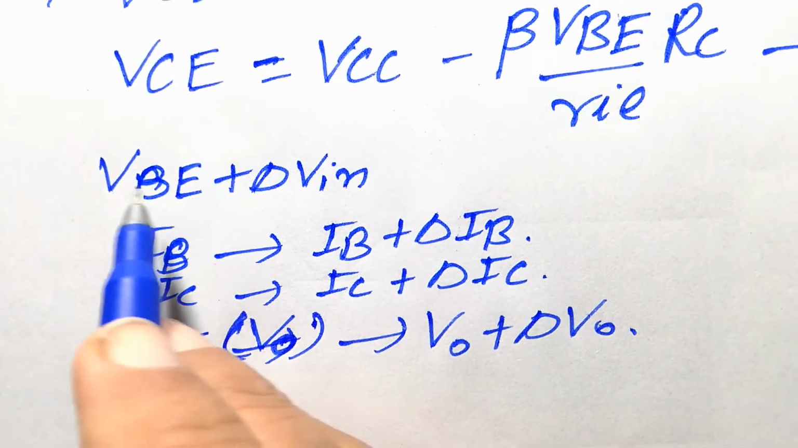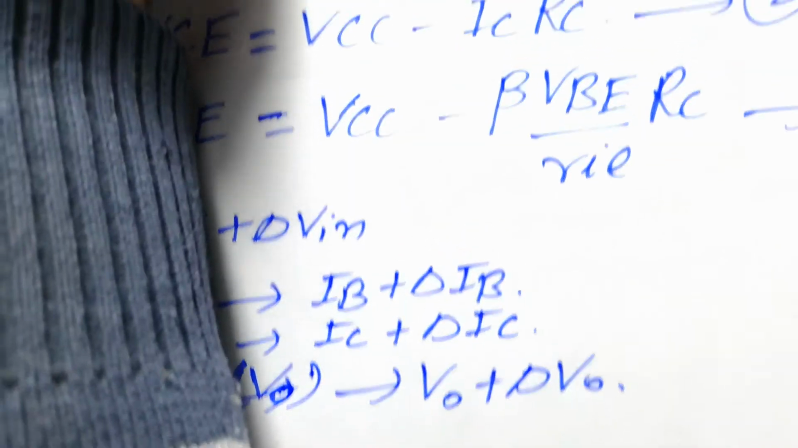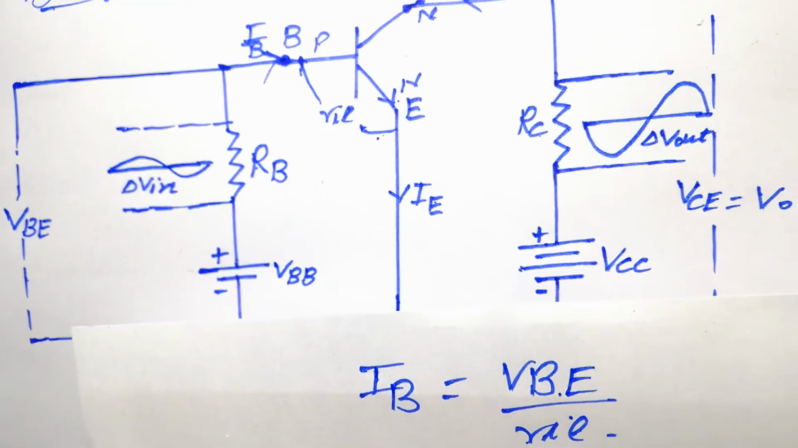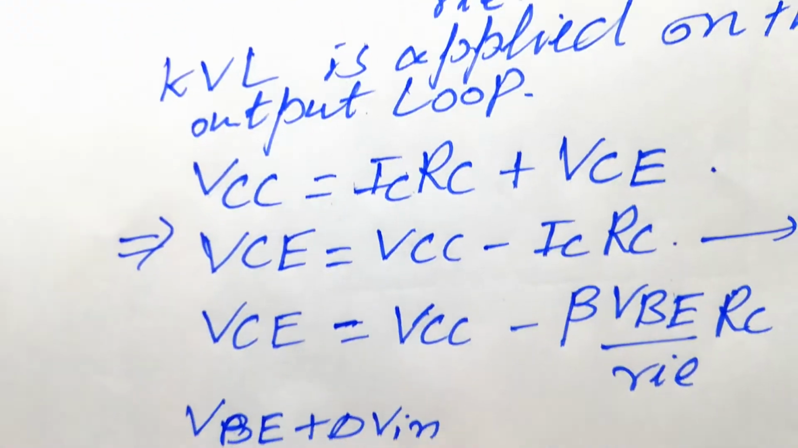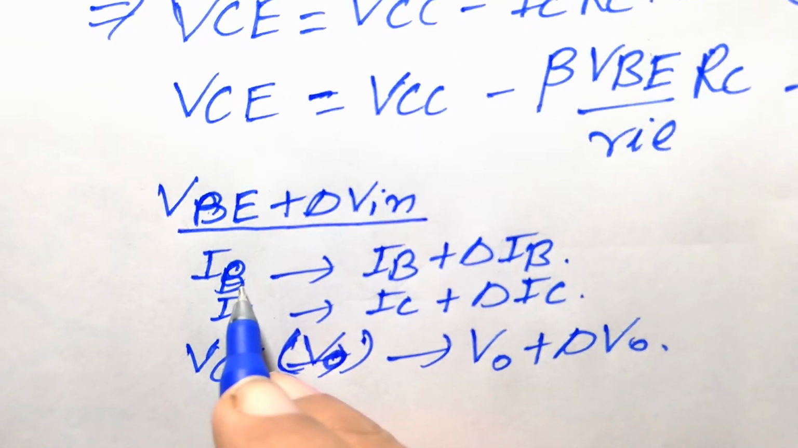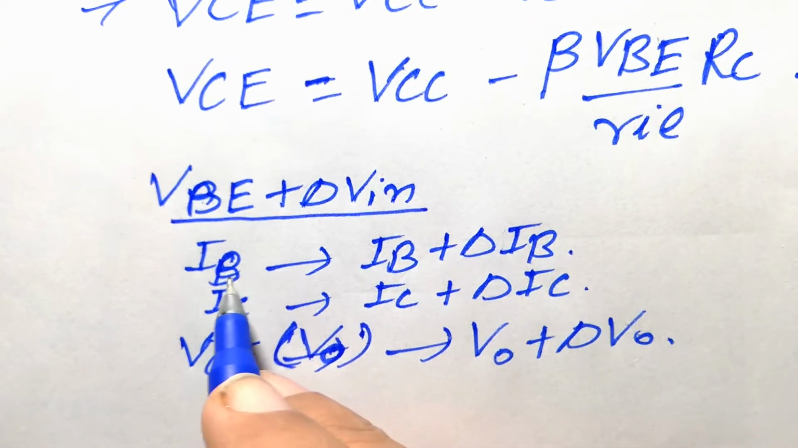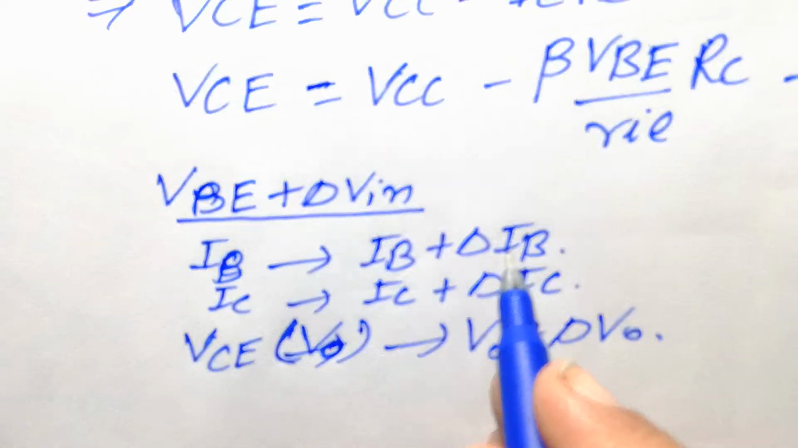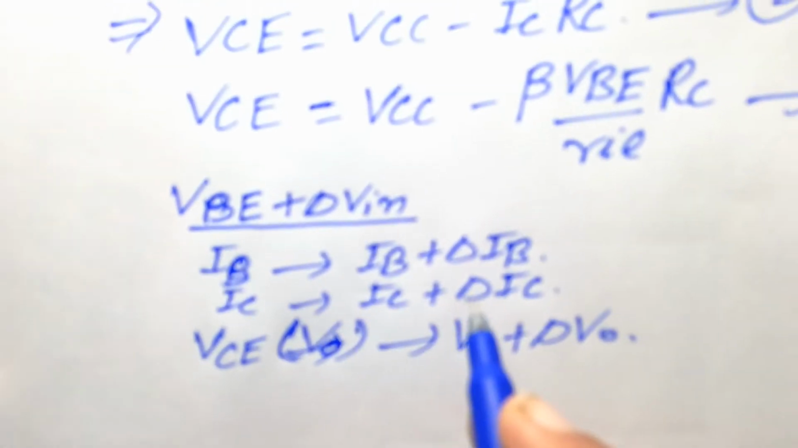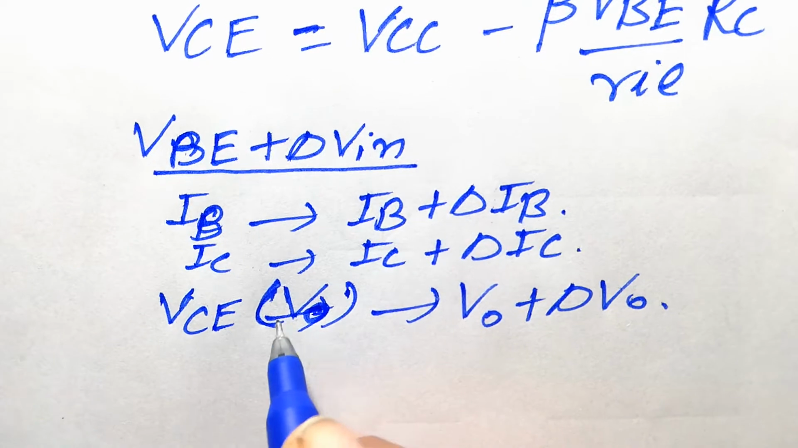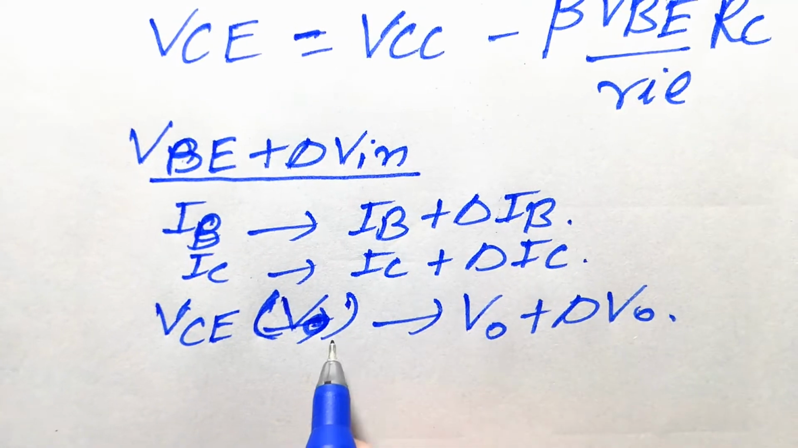So let's look at it again here. If we apply a small signal delta VIN to the base, then the input voltage becomes VB plus delta VIN, and the following changes will take place. The base current changes, IB plus delta IB, IC changes to IC plus delta IC, and the output voltage changes to V naught plus delta V naught.